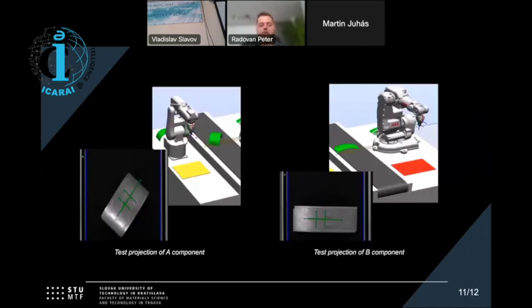On these pictures, you can see two test projections. On the left side is the projection of component A, and on the right side, the projection of component B. The smaller image is what the camera sees.